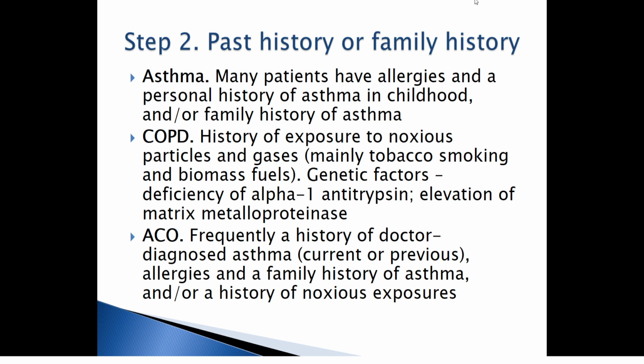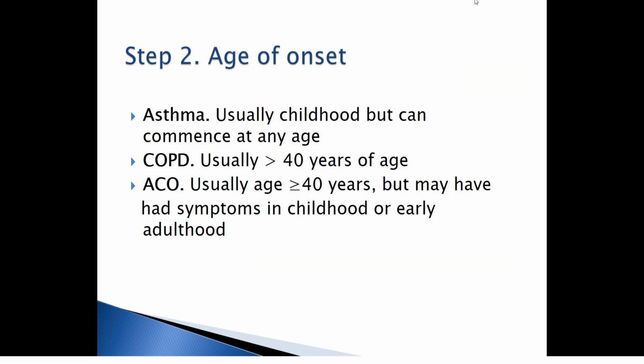Past history for ACO. Frequently a history of doctor-diagnosed asthma, current or previous, because it starts in childhood as a rule. Allergies and a family history of asthma and/or history of noxious exposure. So together, asthma history and long-lasting smoking.